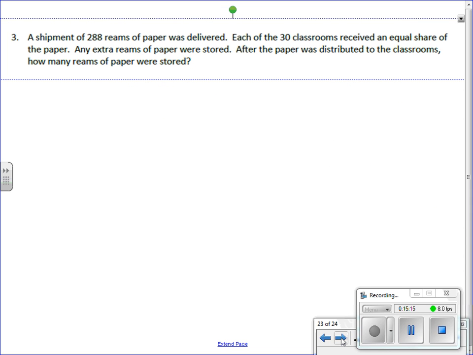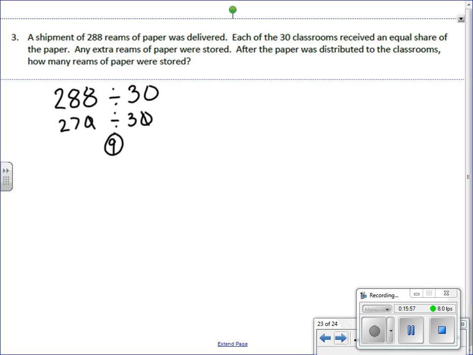Okay, next one. It says a shipment of 288 reams of paper was delivered. Each of the 30 classrooms received an equal share of the paper. Any extra reams of paper were stored. After the paper was distributed to the classrooms, how many reams of paper were stored? So we're going to start with 288 divided by 30. 9 times 3 is 27, so that's pretty close. So that's going to give us about 9 as our answer.